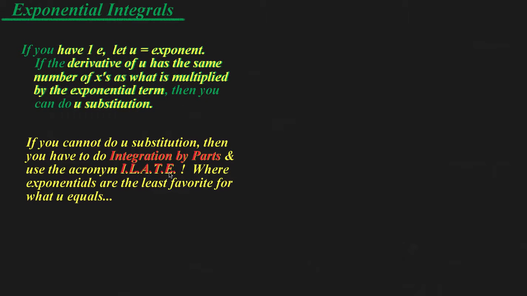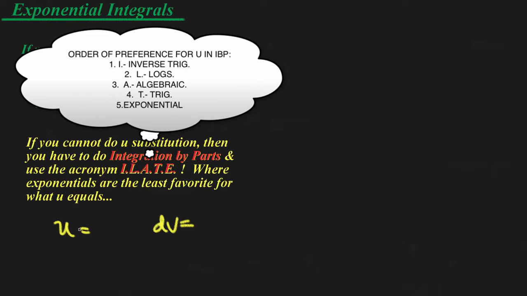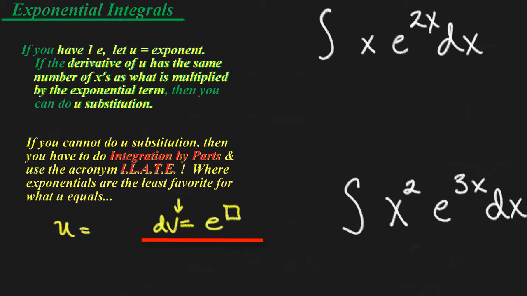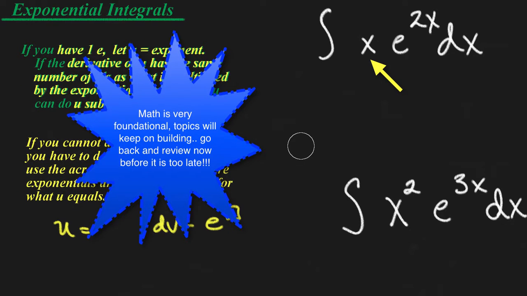Alright, so when you're doing your integration by parts, you set up your little table, right? u equals and dv equals. This ILATE is a preference for u, and e is its least favorite, so odds are the e to the whatever is going to be your dv term. Alright, so let's look at a few examples of those. So here the derivative of 2x is not an x term, it's 2. So you're going to have to do integration by parts. And in this case your dv would be your e to the 2x, and your u would be x. Okay? If you're not familiar with integration by parts, go back and practice.